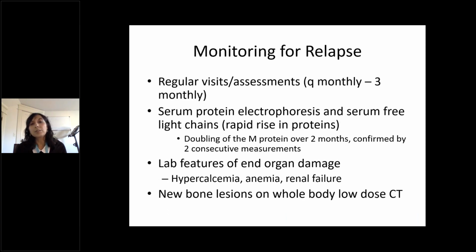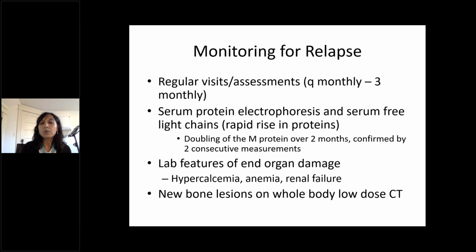So when I monitor patients for relapse, typically we see them anywhere from every month, depending on how they're doing, to every 3 months. And we keep a careful eye on their protein tests, so the serum protein electrophoresis and their light chains. So we're looking for either a rapid rise in their protein or some features of end organ damage, so that CRAB criteria that I talked about, the high calcium, renal disease, or anemia, which is the low red cells. So if we see any of those things happening, then we want to move forward with recommending treatment for relapse in a timely way.